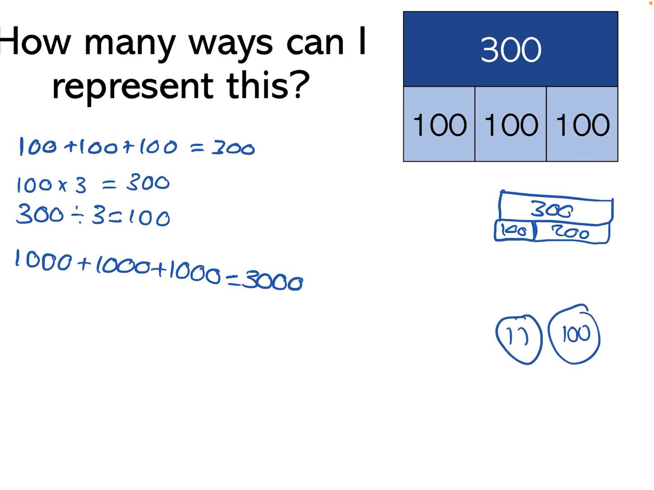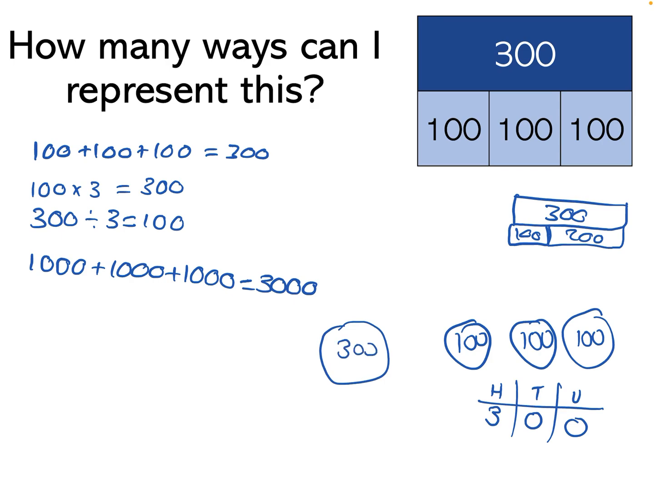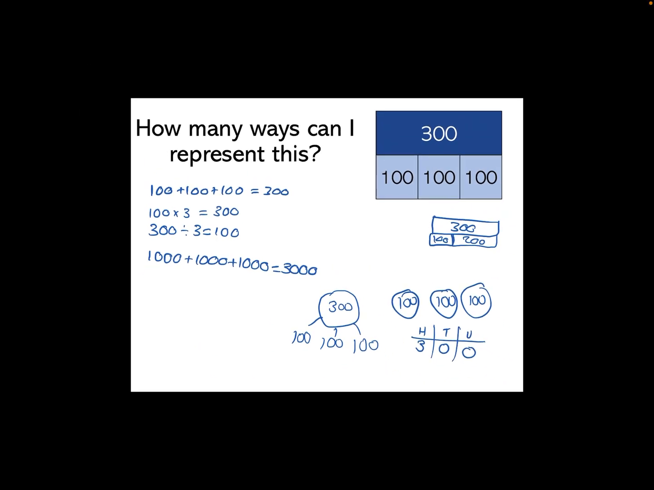I might represent this with 3 100 counters. I might represent this as 300, no tens, no units. There are lots and lots of different ways we can represent this, and I'm sure you've got lots of different ways as well. You might also have it as... I'm not going to spend too long. I'm really interested to see all the different ways that you could come up with. I'm sure you could come up with a lot more than I can.